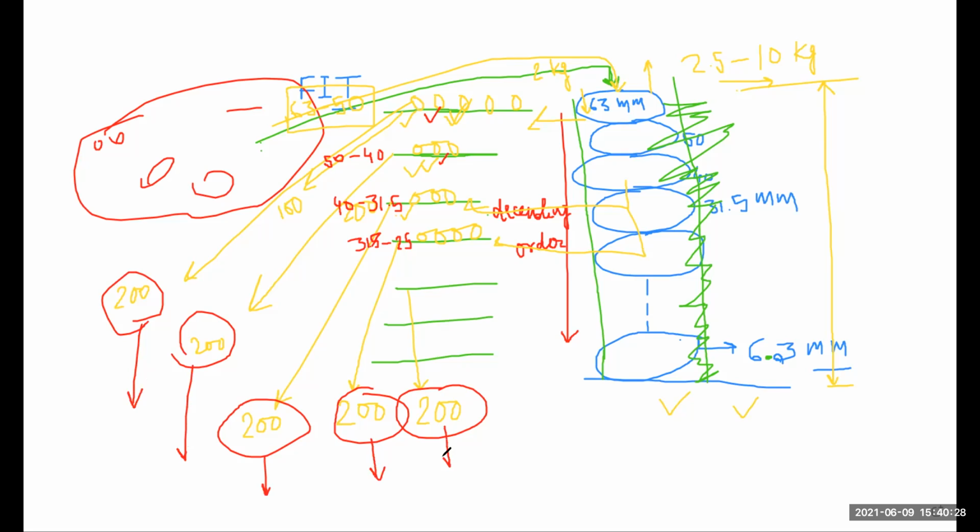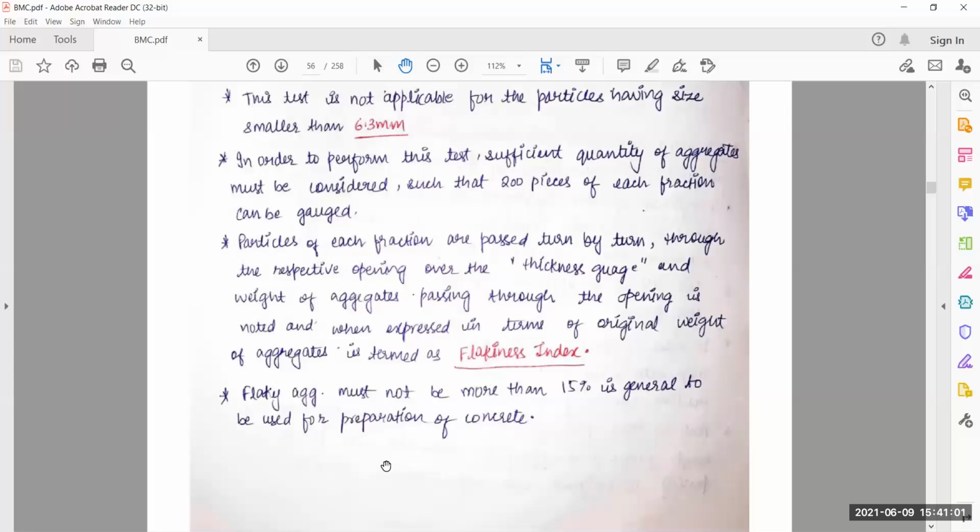So we get some weight. This weight is W1. Suppose we get this weight as 1 kg. The overall weight of these 200 aggregates from each fraction is 1 kg. Then what do we do? Then you all see what the code says.